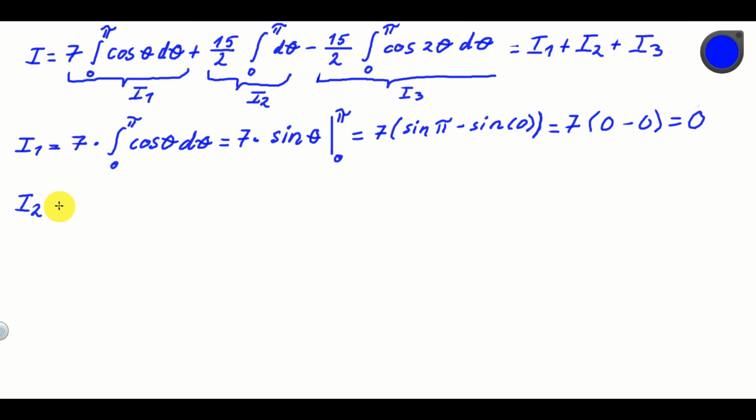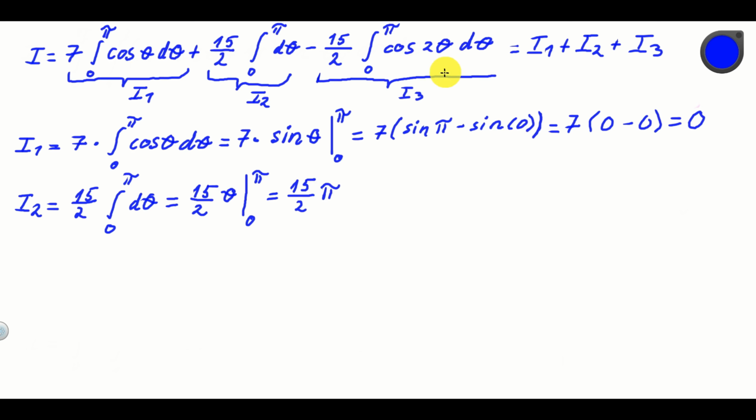How about I2? Let's compute it. I2 is equal to 15 over 2 integral from 0 to pi d theta. So this becomes 15 over 2. What do we have over here? We have theta with the bounds from 0 to pi, and this is equal to 15 over 2 pi. Good. How about the third integral? Let's solve it. The third integral is minus 15 over 2 integral from 0 to pi cosine 2 theta. Now, over here we have d theta. So how can we get rid of this d theta since over here we have 2 theta? We can either do substitution or we can do this trick.